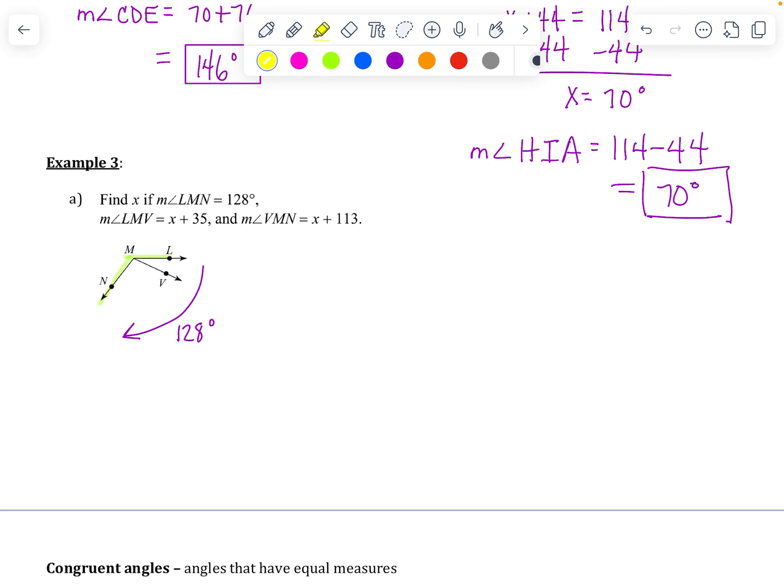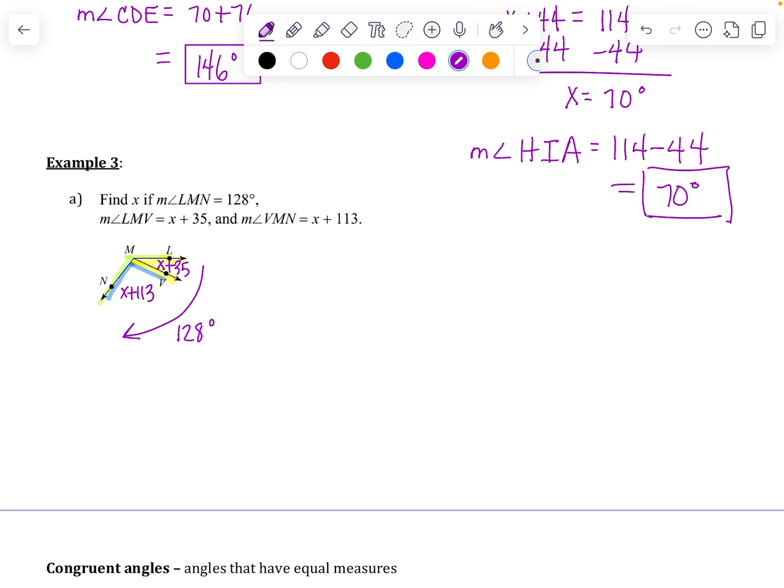One of the smaller inside angles is LMV. So again, put your pen or your highlighter or whatever you're going to use on the L, trace to the M, finish at the V. So you're tracing this small inside angle. They're telling you that one is x plus 35. Going to squeeze that on the inside. And then finally, they're telling you that VMN, the measure of angle VMN, is x plus 113. So if you put your pen on V, go into the M, finish at the N, that inside blue angle they're telling you is x plus 113.